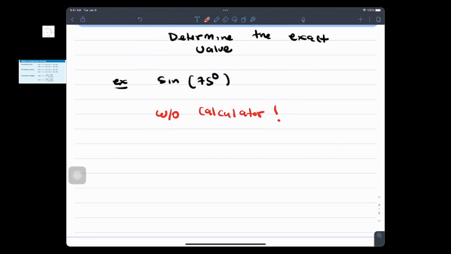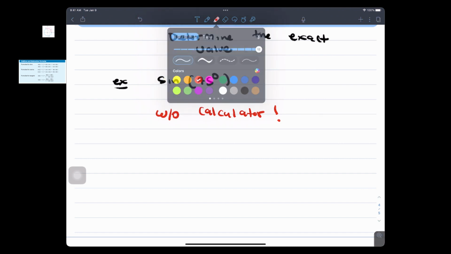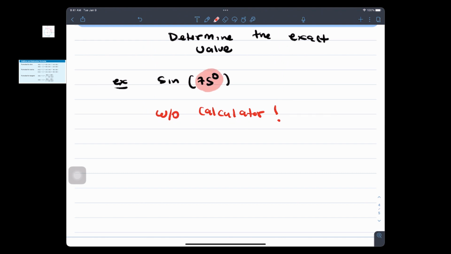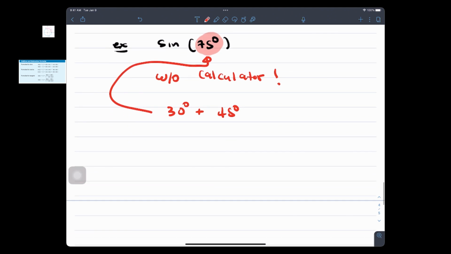So focus right in here on the angle. How do you write 75 degrees? How can you write that? Can't you write it as 30 degrees plus what? 45? So this problem becomes sine of 30 degrees plus what? 45 degrees. So you're going to replace that with what you have here. Does that sound okay?